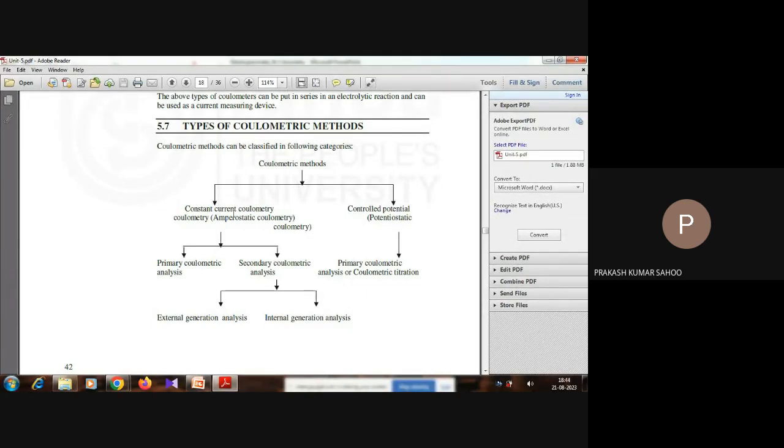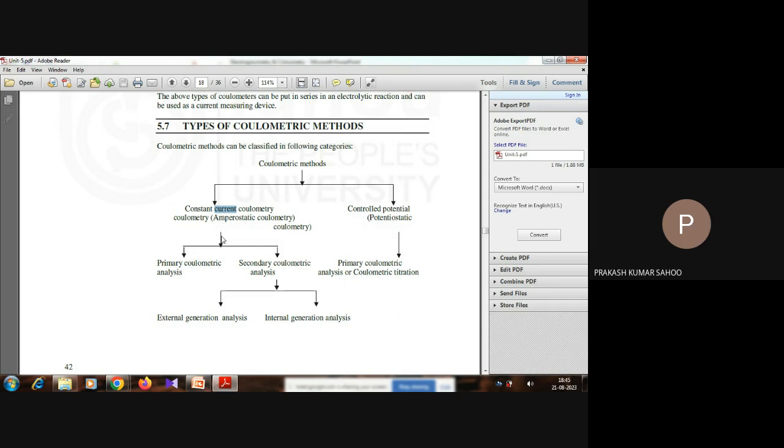Coulometry: constant current coulometry, that is constant current, which is related to your ampere. So this is amperostatic. Static means constant, ampere means current. So this is amperostatic coulometry. And this is controlled potential, or potentiostatic coulometry. So one is constant current, another is constant potential. If it is controlled potential, it is known as potentiostatic. If it is constant current, it is amperostatic.